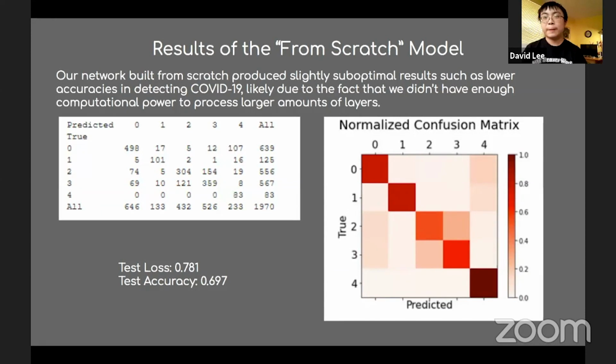Here's some of the results from our from-scratch model. You can see that it's slightly suboptimal, because on the slide right here, our test accuracy was about 0.70, and that was about 10% lower than that of the model we went with. The other visuals represent the confusion matrix, in a precise numerical form as well as a visual form. The visual form, of course, is a little more interpretable, and you can see that it's slightly suboptimal because an optimal confusion matrix would have a dark red line stretching all the way from the top left to the bottom right. But here you see some shading in other areas, representing some areas of inaccuracy.